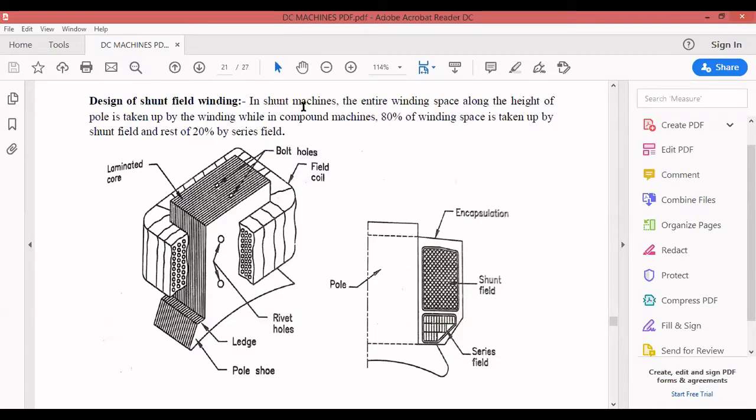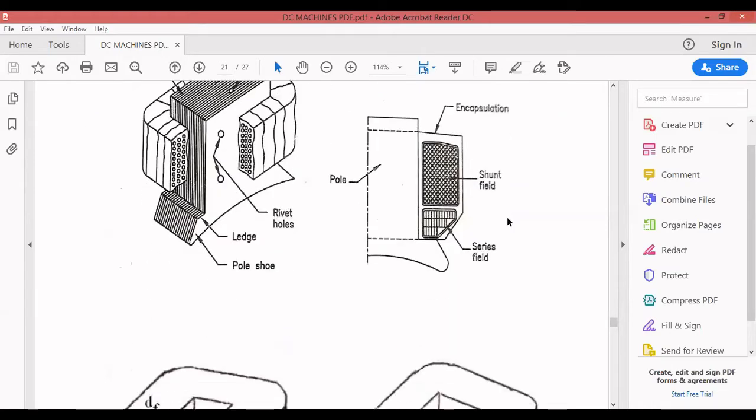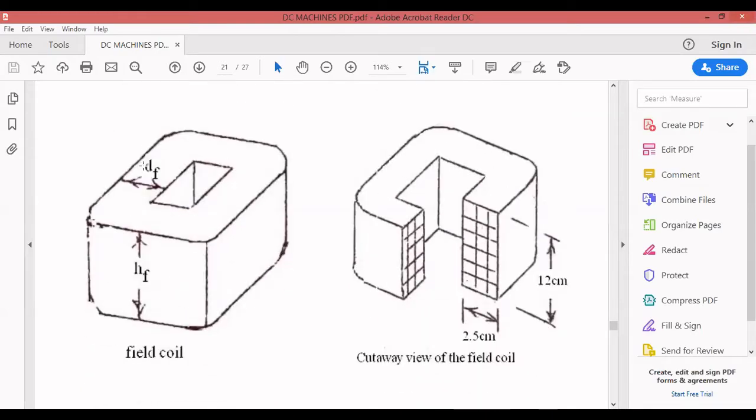In shunt machines, the entire winding space along the height of the pole is taken up by the winding, while in the compound machine, 80% of the winding space is taken up by the shunt field and the remaining 20% by the series field, as I told earlier. If you see the winding, this is the height and this is the depth. Depth is nothing but the thickness of the winding.